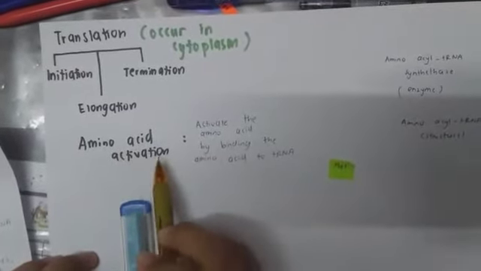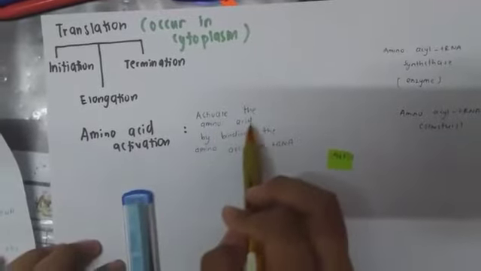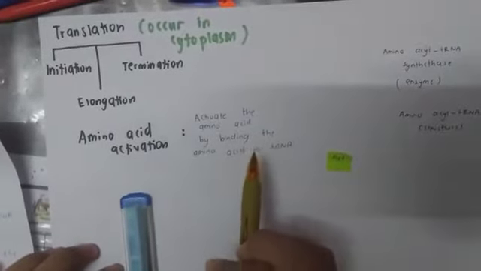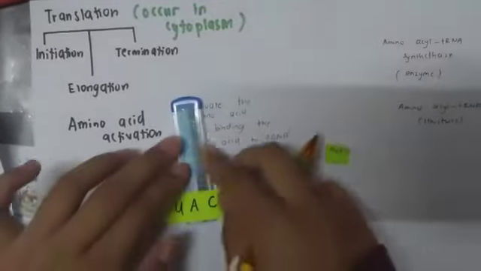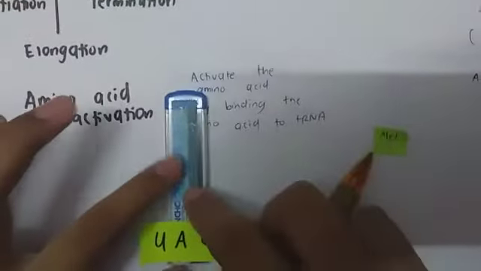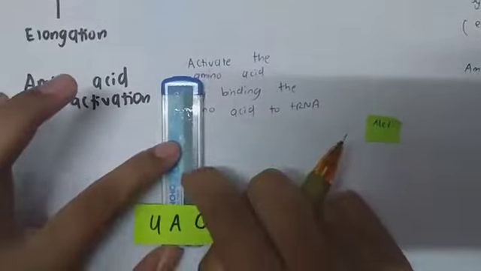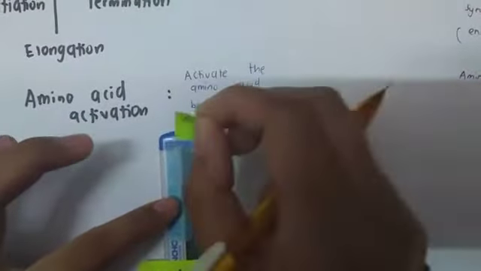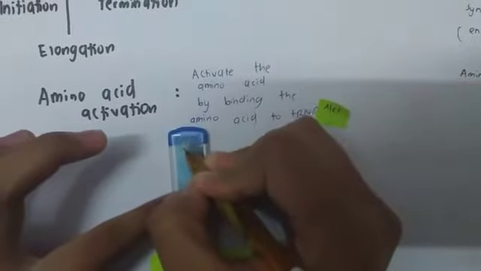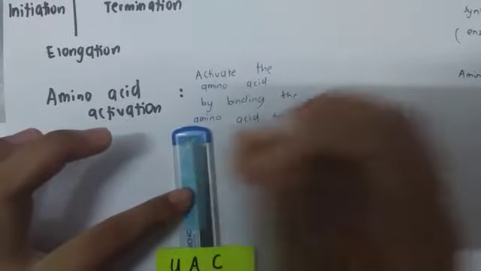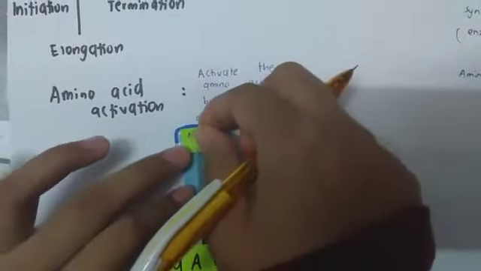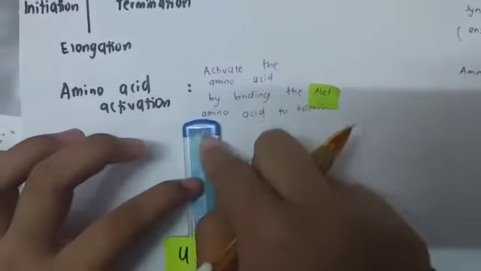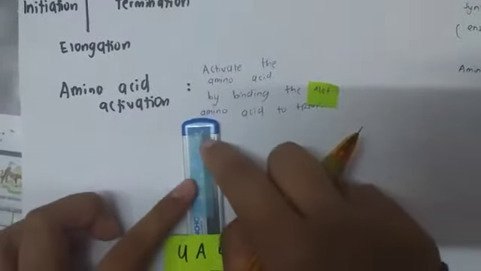Amino acid activation means activating the amino acid by binding the amino acid to tRNA. So this is the tRNA. The amino acid will bind at the 3' end of the tRNA here.